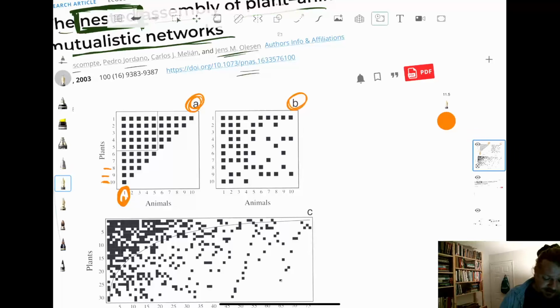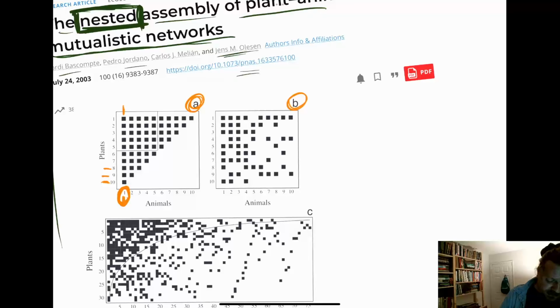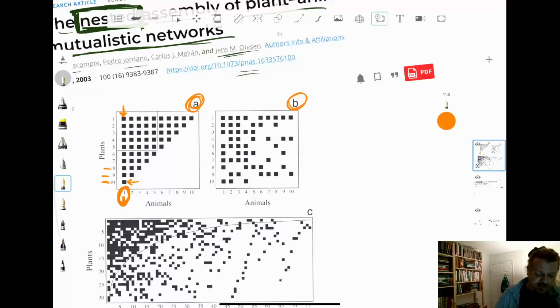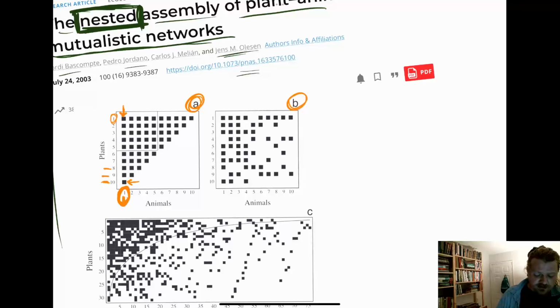interact with all of the plants, including the most generalist plants and the most specialist plants, right? So animal 1 is the most generalist. It interacts with 10 species of plants. And the plants that it interacts with are plant species 1, who is the most generalist, through plant species 10, who is the most specialist, right? Plant species 10 interacts with only one animal.